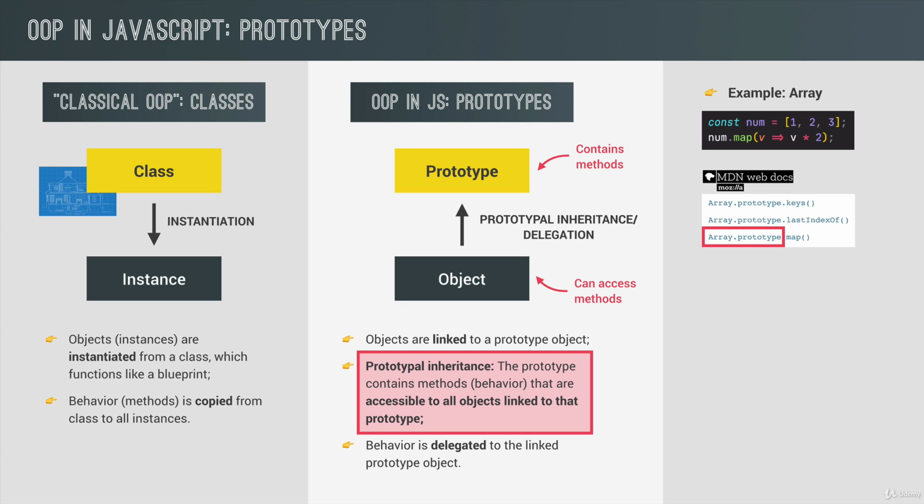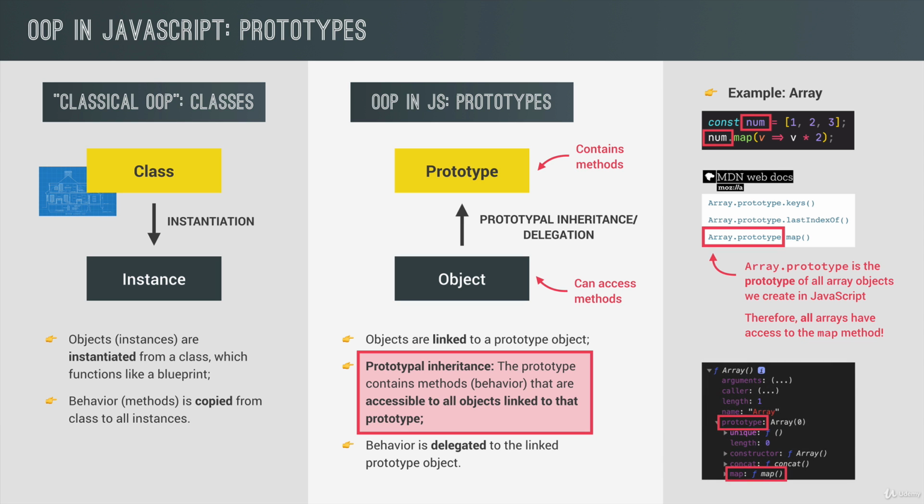Array.prototype.map. But why is that relevant? So what does this mean? Well, array.prototype is the prototype object of all the arrays that we create in JavaScript. So just like this example array called num here. Now this prototype object contains all the array methods, including map. So this is where they are actually defined.